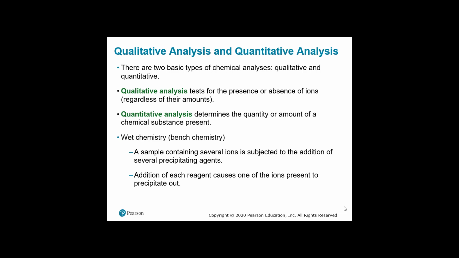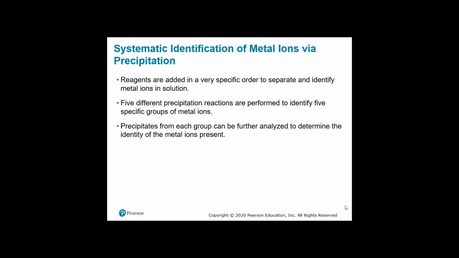A sample containing several ions is subjected to the addition of several precipitating agents. That's what this method is called. There are certain methods that are considered classical methods, and that is a form of analyzing material. This is in controlled environments, so they can figure out what it is. Addition of each reagent causes one of the ions present to precipitate out. When I say classical, it's because now we have a lot of instrumentation that can do a lot of this stuff, so this isn't needed anymore.